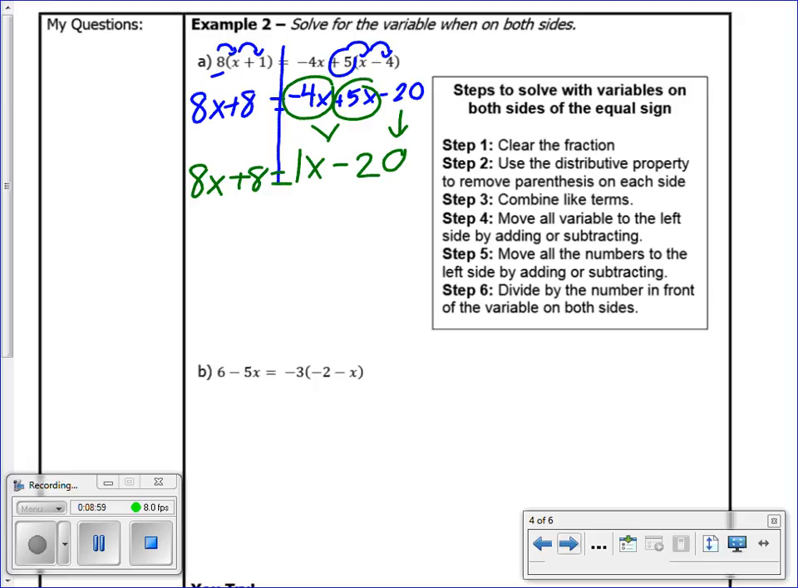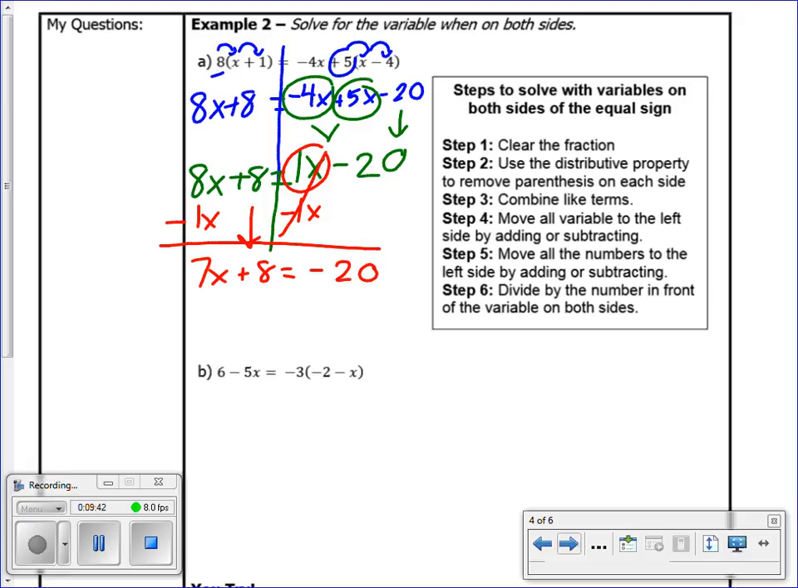Now, this is where it kind of changes. Step 4, you want to move all variables to the left side by adding or subtracting. So, I look at my variable on the right, 1x. I move 1x to the other side by subtracting 1x. When I do so, 8x minus 1x gives me 7x. Carry down the plus 8 equals 1x minus 1x gives you 0, so it goes away. Negative 20. Now from here, it says step 5, move all the numbers to the left side.